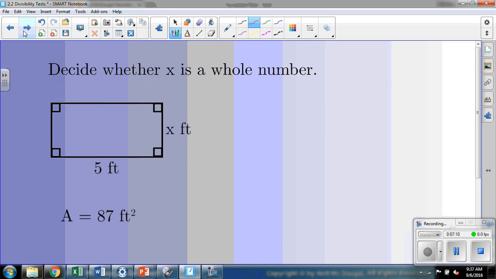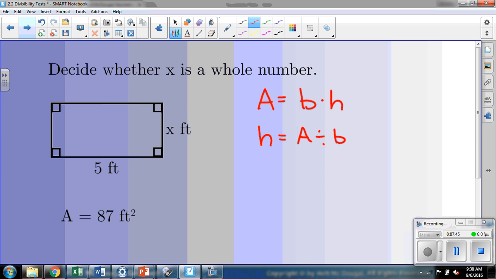Now, we can use these divisibility rules in other contexts, such as this division. Does this x have to be a whole number? Well, the stuff that I'm going to put down in red is some kind of background information. We know that the area of a rectangle equals base multiplied by height. It's also the same formula for the area of a parallelogram. And so that would tell us that the height is the area divided by the base.